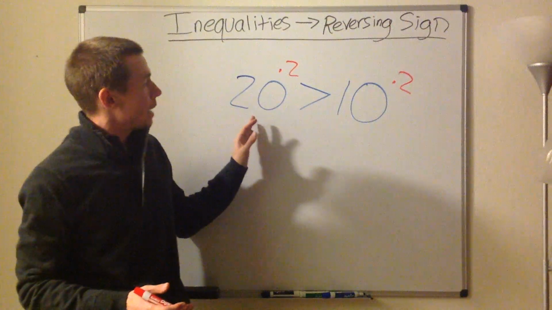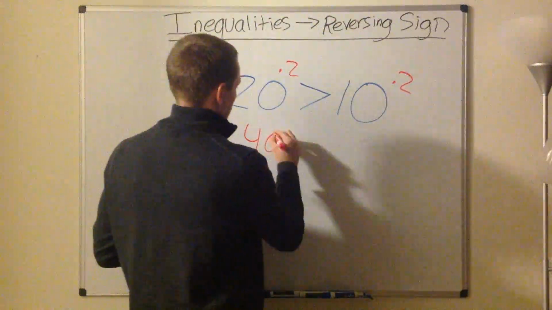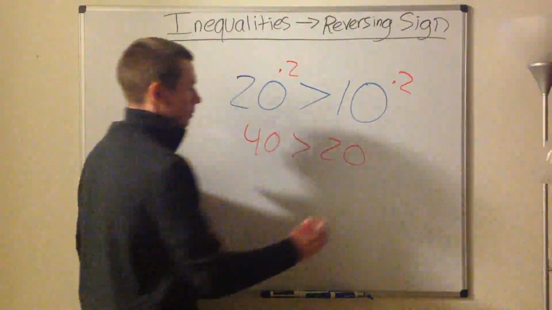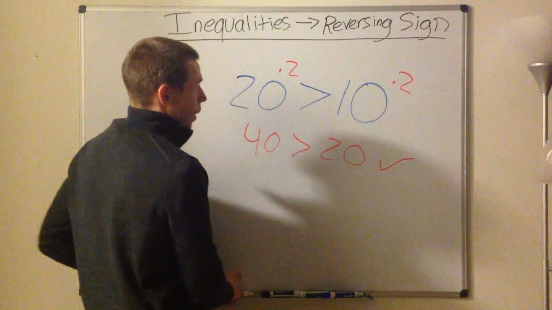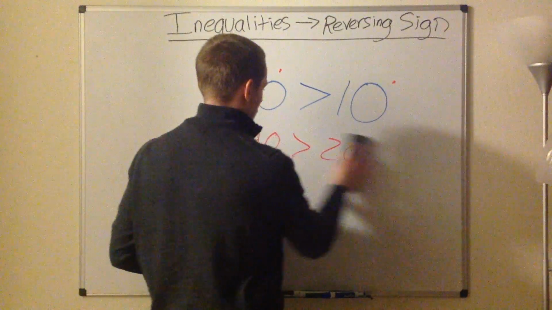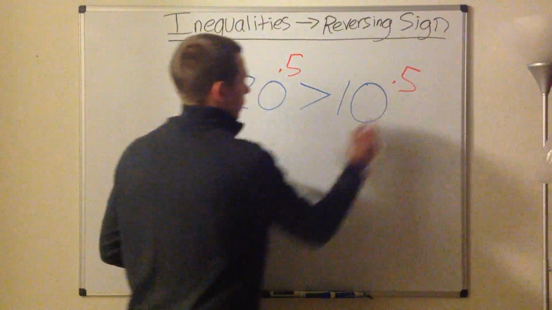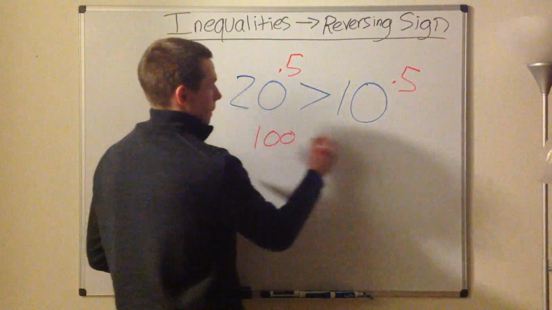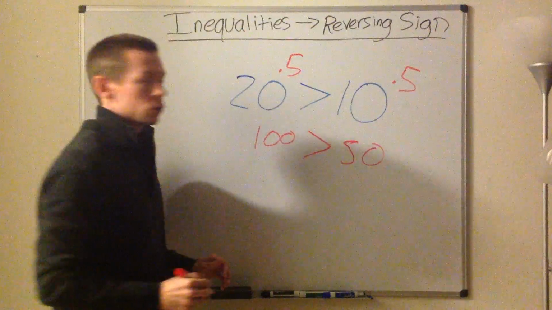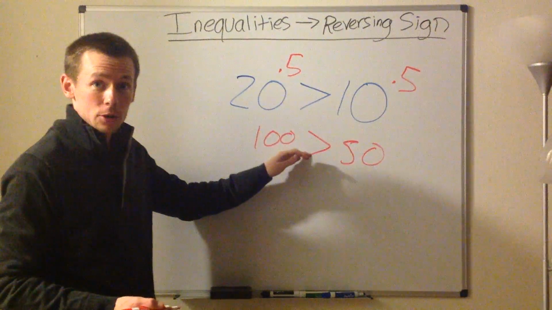So what happens if I multiply both sides by 2? Do I still get a true statement? Is that still true? Yes. What happens if I multiply by 5? 20 times 5 is 100. 10 times 5 is 50. Is that still true? Yeah. The inequality symbol still stays the same direction.